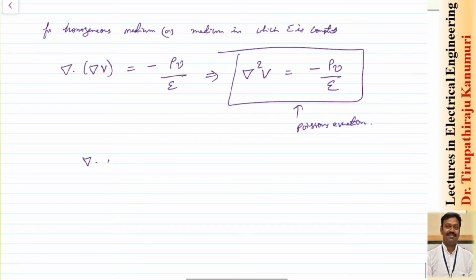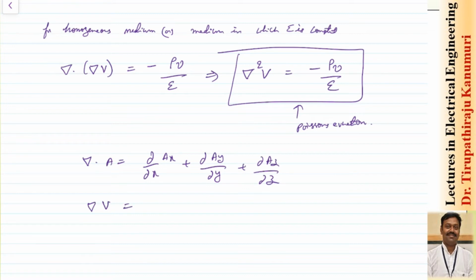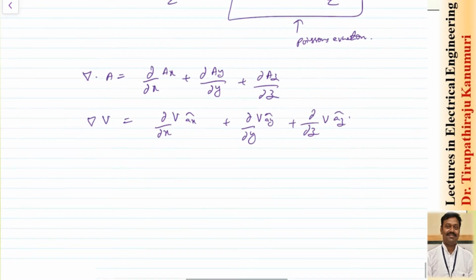We know the divergence of A in rectangular coordinates is dou Ax by dou x, plus dou Ay by dou y, plus dou Az by dou z. That is the divergence of a vector. Similarly, the gradient of a scalar is dou by dou x of the scalar in the direction of ax, plus dou by dou y of the scalar in the direction of ay, plus dou by dou z of the scalar in the direction of az. This is how to calculate the gradient.